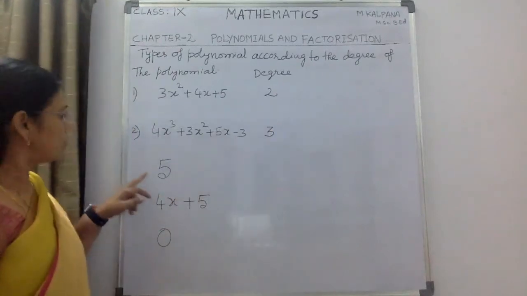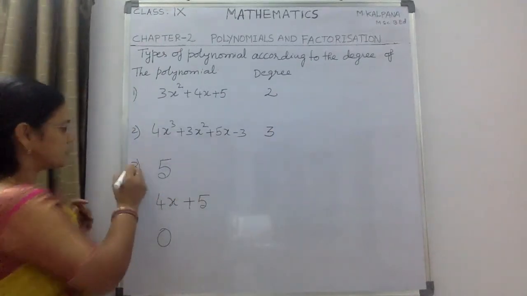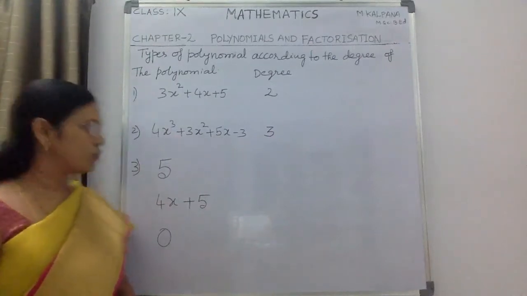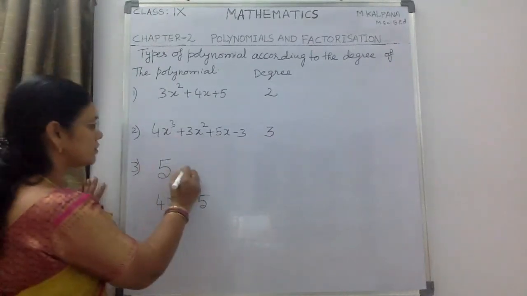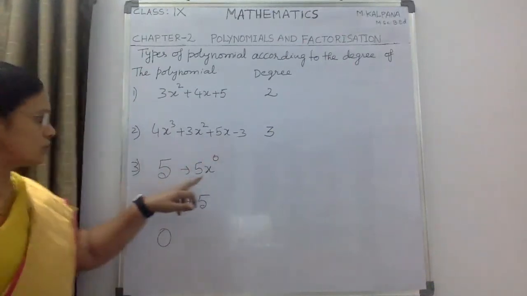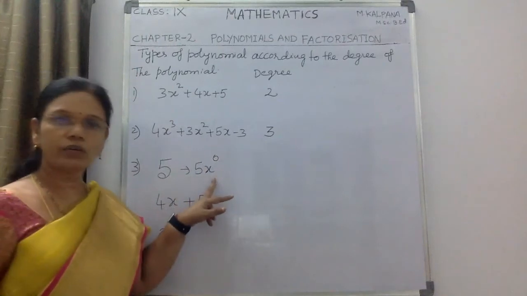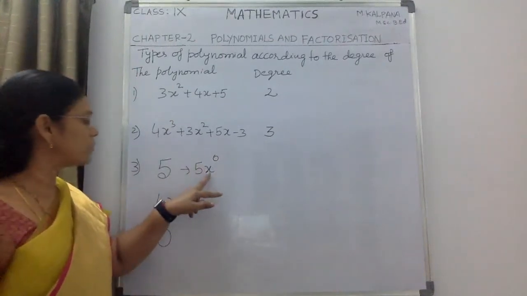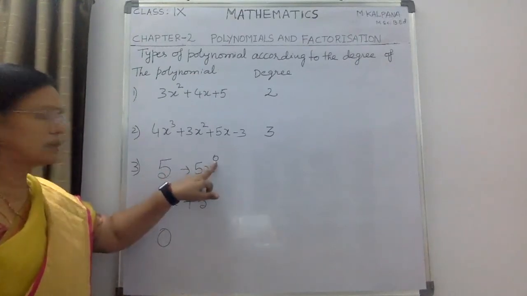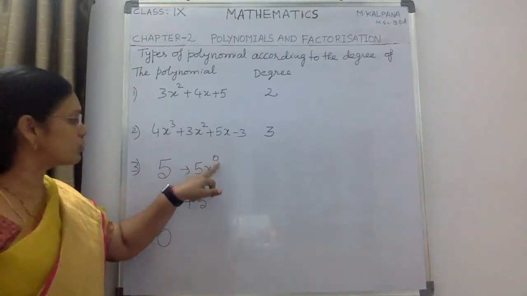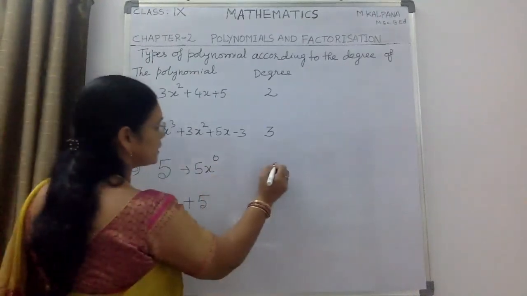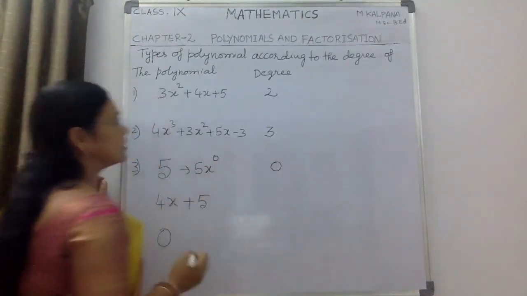Understand? Now, when you come to the third expression, it is just a constant, that is 5. So 5 can be written as 5 into x to the power of 0. We know the value of x to the power of 0 is 1, so 5 into 1 becomes 5. So the degree will be 0. Here the exponent of the given variable is 0.